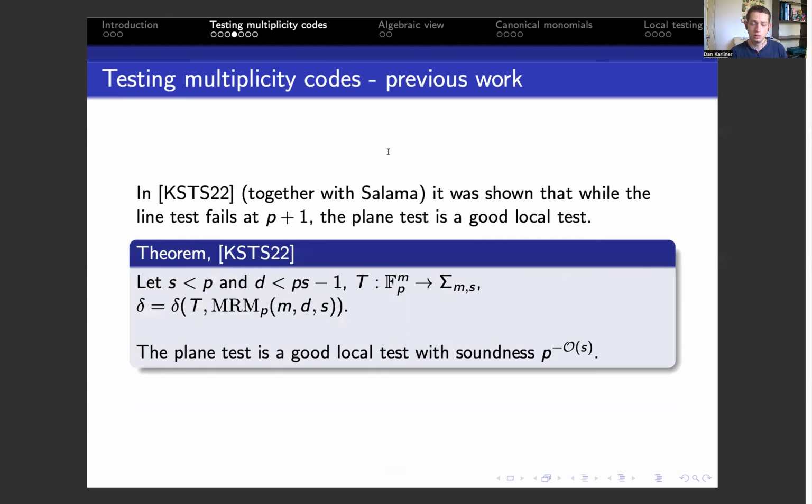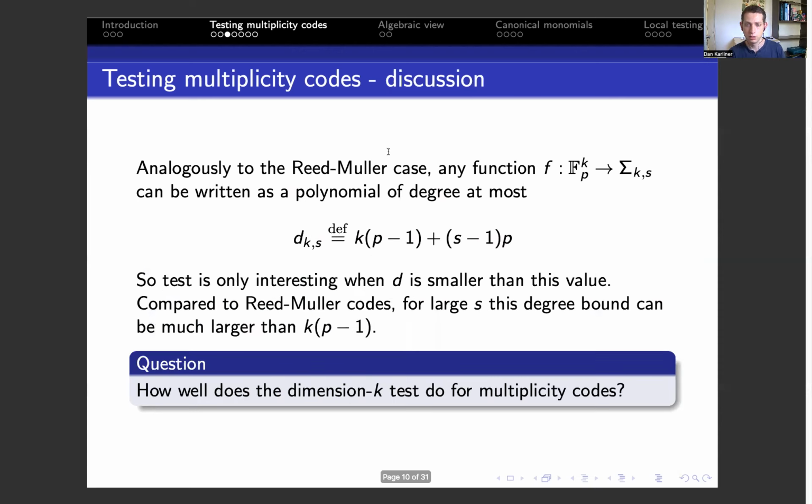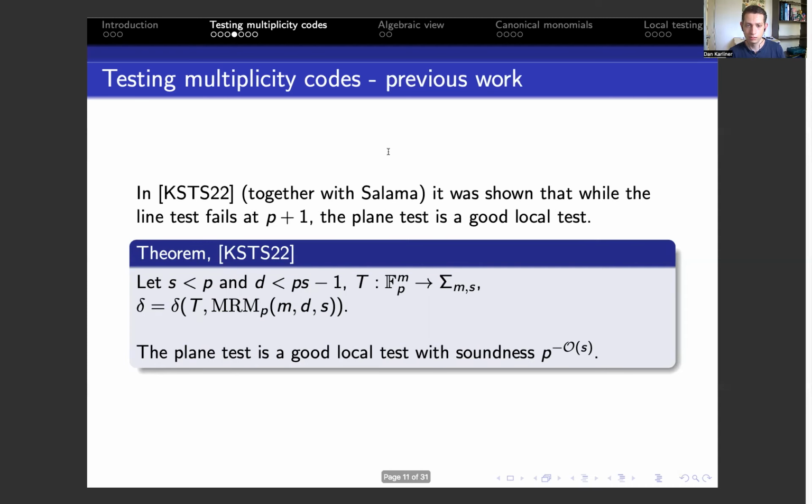This was studied in our previous work together with Salama, where we showed that for the line test, the k equals 1 test, it's not more effective in the multiplicity case than in the Reed-Muller case. Whereas if we go to k equals 2 already, then it is a good local test up to a degree bound that's pretty close to the naive bound of dks described in the previous slide. We show this with soundness that's pretty poor. It's p to the minus order s.